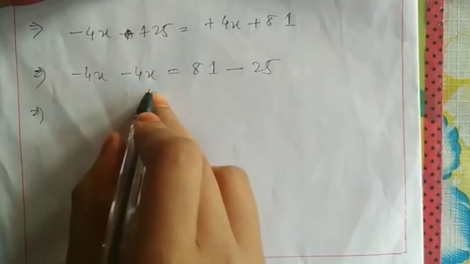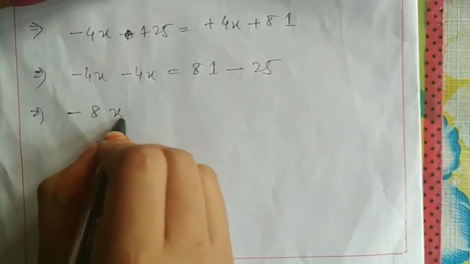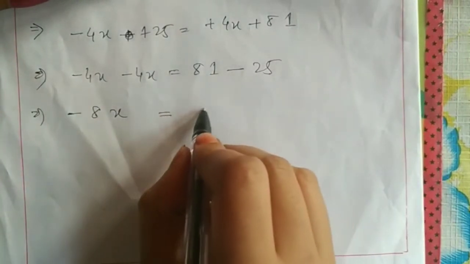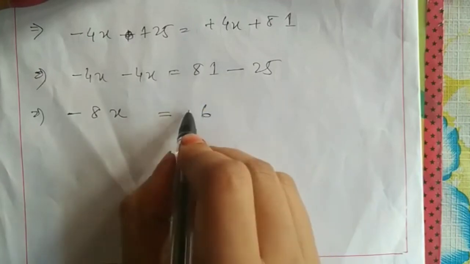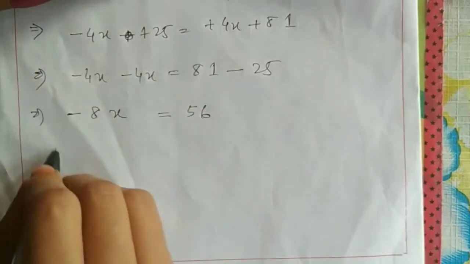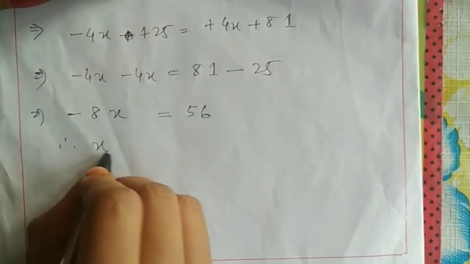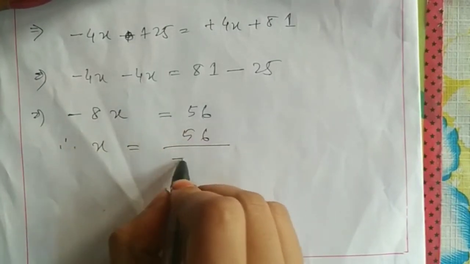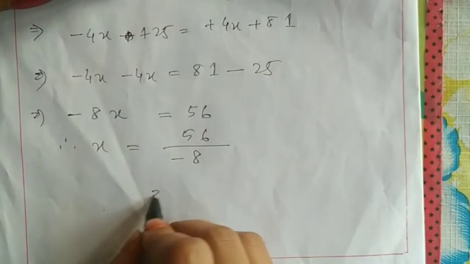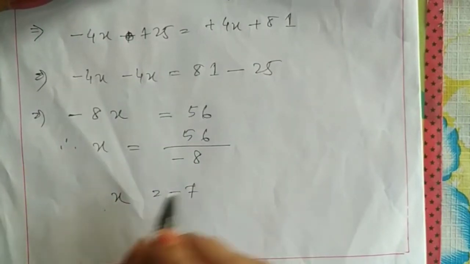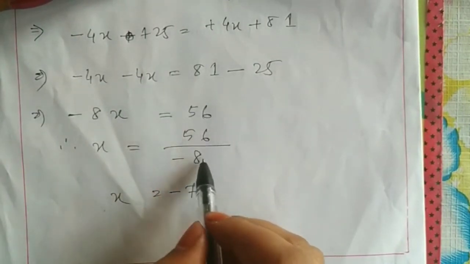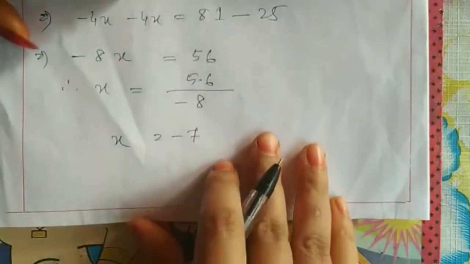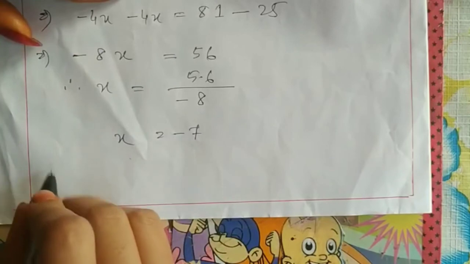So minus 4x minus 4x is how much? Minus 8x equals 56. Therefore, x equals 56 divided by minus 8, which is minus 7. Right? 8 times 7 is 56, and with the minus sign it is minus 7. Okay, we got the x value as minus 7.